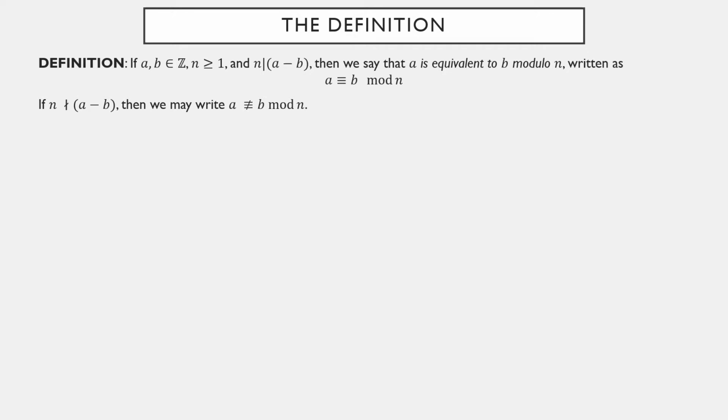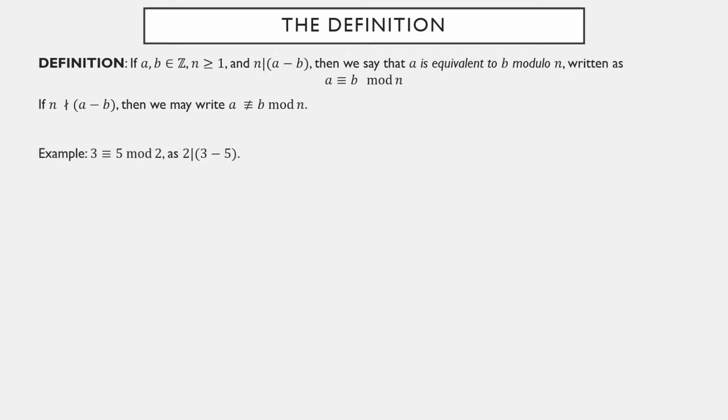I do want to point out that n, which we'll refer to as the base, must be a positive integer. a and b, however, could be negative, could be positive, it's not specified. Also, there's a difference between this triple line equivalence symbol and the double line equality symbol. Do try to keep them straight.